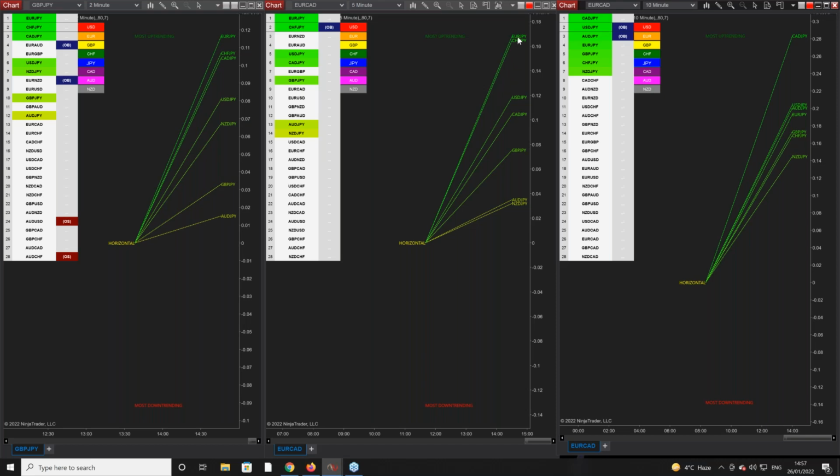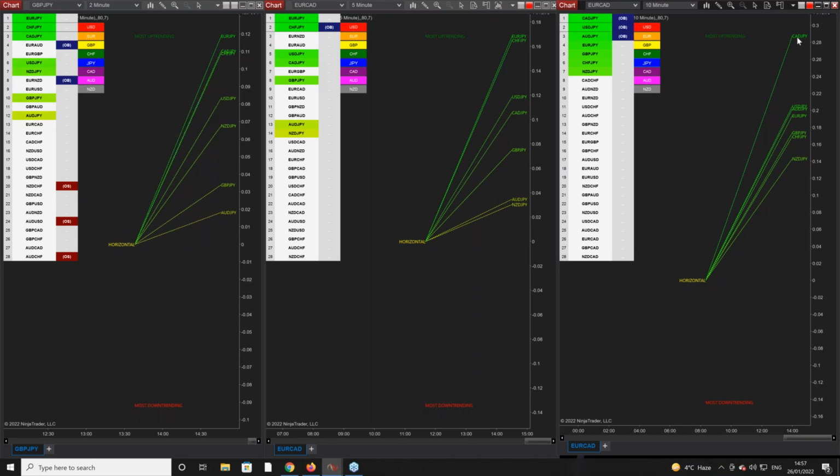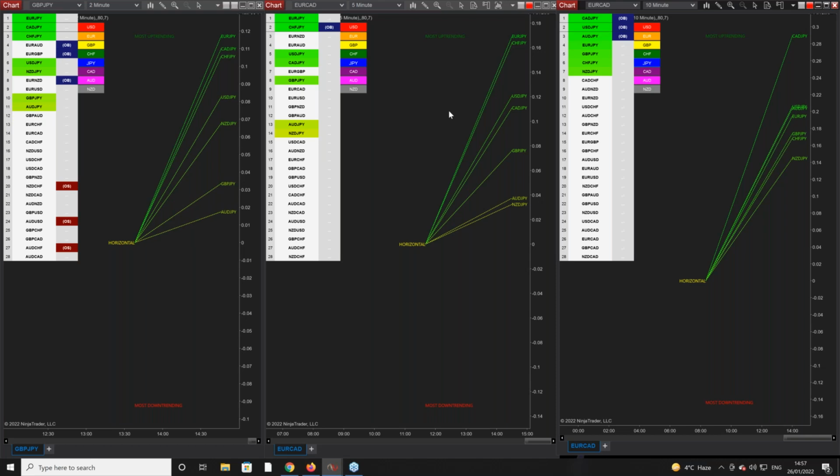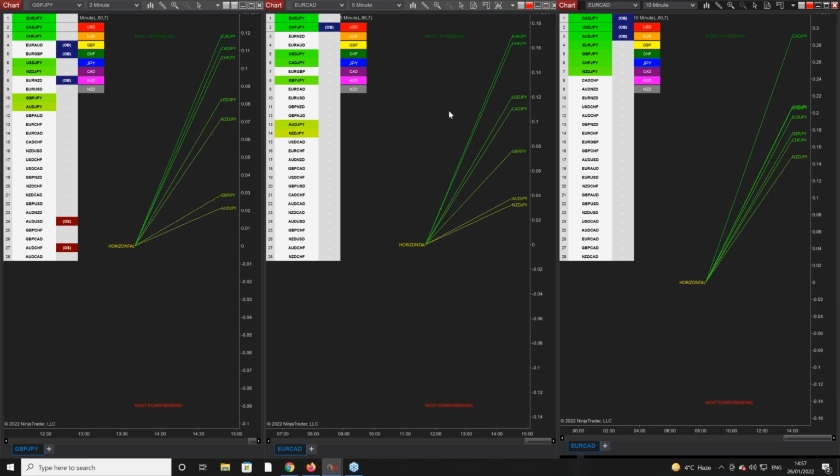So really strong trend in euro yen on 2-minute, 5-minute, less strong down here. Strongest is the CAD yen on the 10-minute time horizon. But they're all sweeping up and they are telling you about sentiment. So if you're trading yen pairs right now, you want to be trading with the flow and not against it. In other words, the flow of money is selling yen right now for whatever reason.